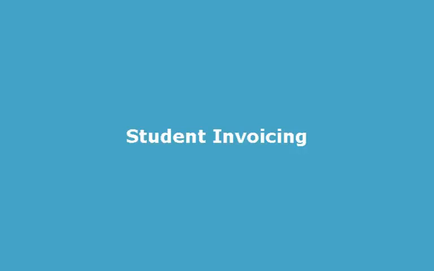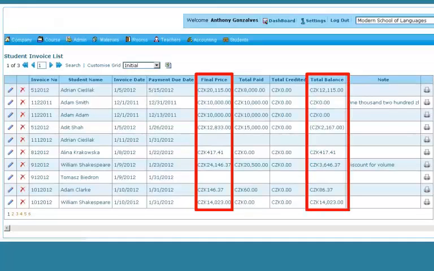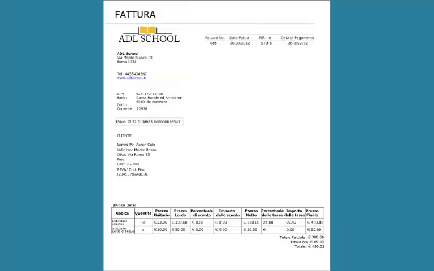Student invoicing. This will show you what your sales are and which students have an outstanding balance. Clicking on the print icon will give you the underlying invoice.